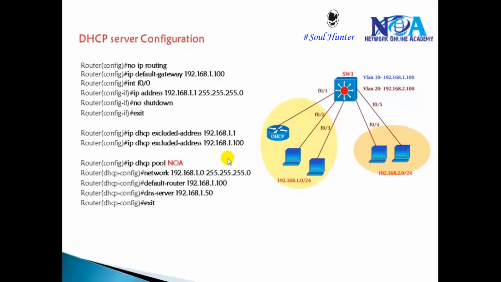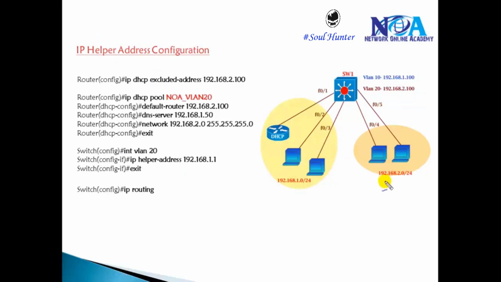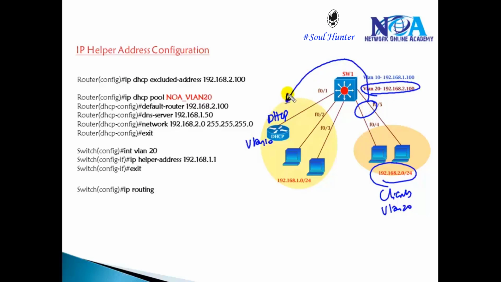But that is not what I want. I want the remote users, the clients on the other side, to also get the IP address from the DHCP server, which is in VLAN 10, and I have clients on VLAN 20. Now to make that possible, we need to go to this VLAN 20 interface, the gateway here, to send a unicast packet to the DHCP server, and that's what we are doing here.